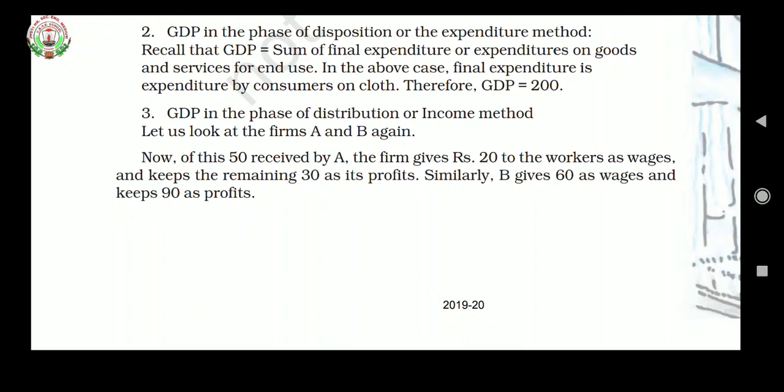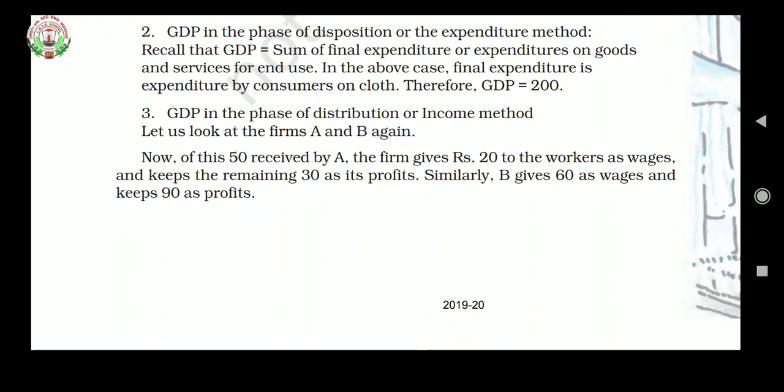Second, GDP in the face of disposition, or the expenditure method. Recall that GDP equals the sum of final expenditure, or expenditures on goods and services for end use. In the above case, final expenditure is the expenditure by consumers on cloth. Therefore, GDP equals 200.